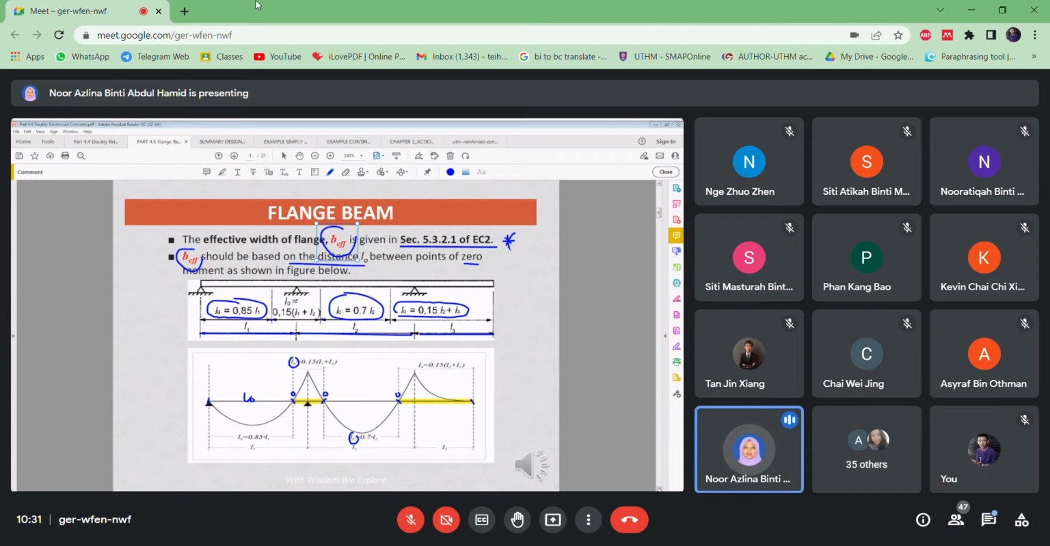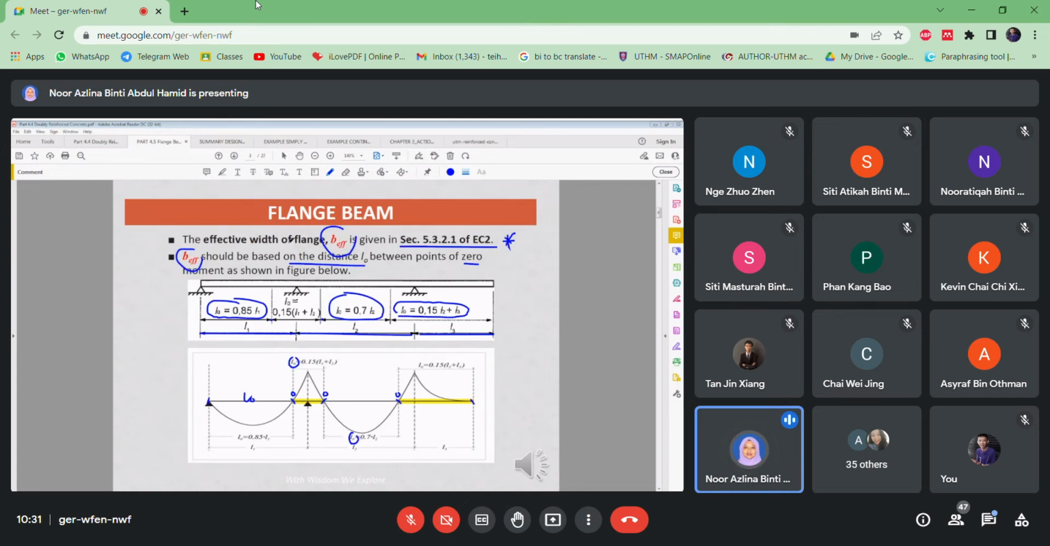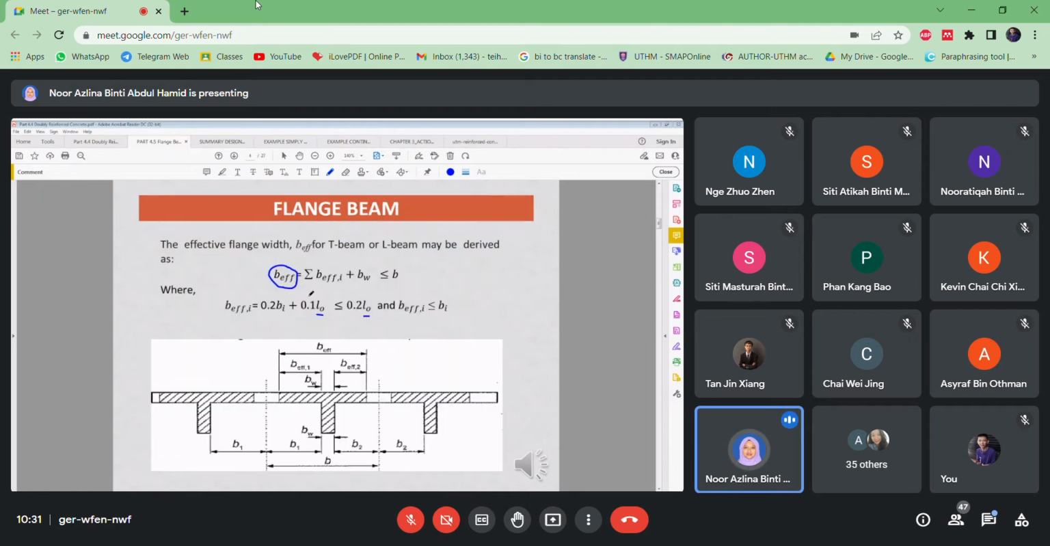Okay, so then this is the equation of B effective. If you look at this equation, ada LO kat sini. So that's why you need to determine the LO first. Okay, this is the equation for B effective. So you need to know what's the LO first, baru you boleh substitute in this B effective equation.